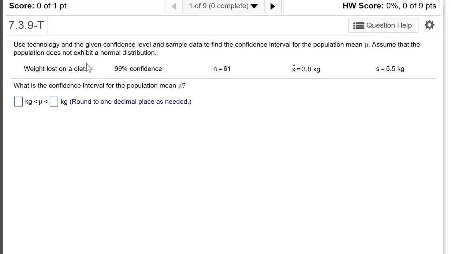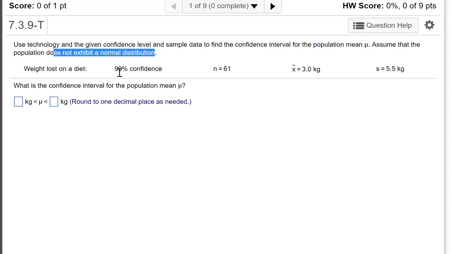If they say here it does not exhibit a normal distribution, that means n has to be large in order for us to use the t. If it does exhibit a normal distribution, then n does not have to be large to use the t. Sometimes we actually have to verify the normality, and we'll do that in the subsequent problem. So let's look at this one.